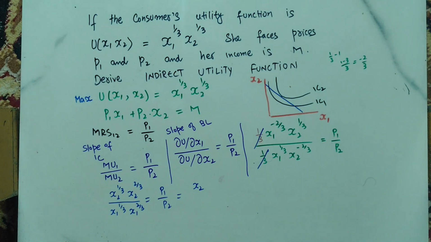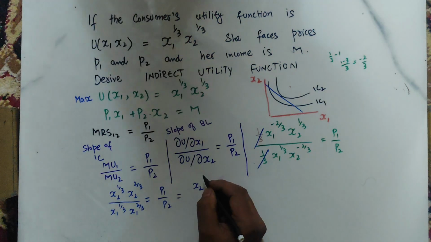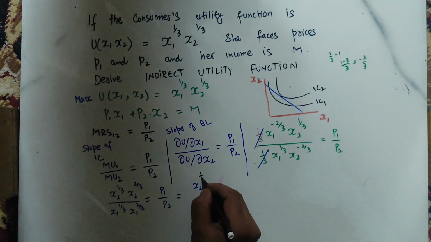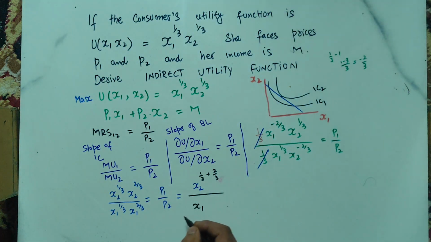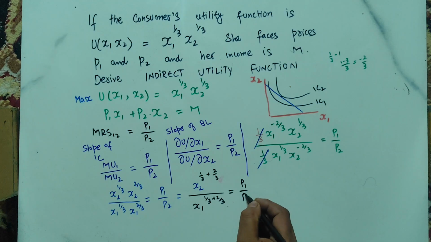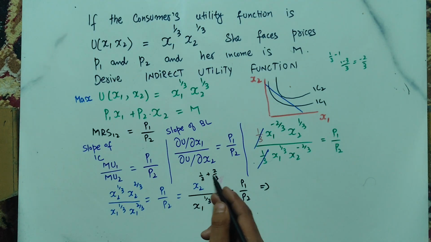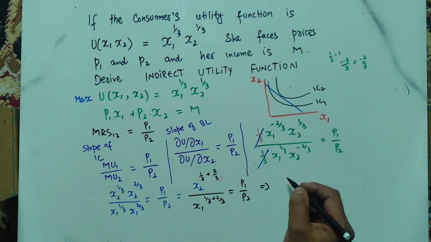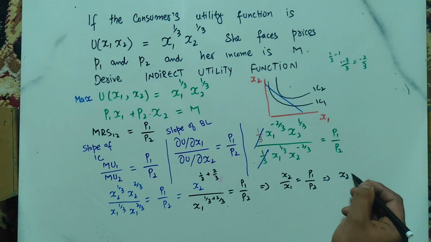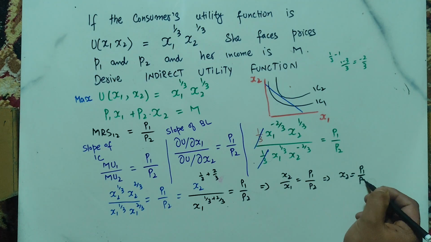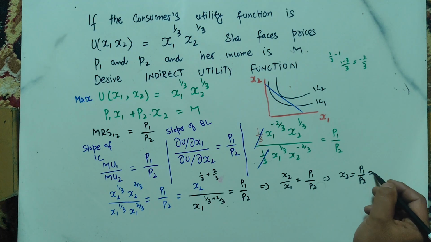So we will get x2, bases are same, we get here 1 upon 3 plus 2 upon 3. Likewise, here we will get x1, bases are same, we can add up the exponents. So we will get 1 upon 3 plus 2 upon 3 should be equal to the ratio of the prices P1 upon P2. So here it will sum up to 1. So we will get x2 divided by x1 is equal to P1 upon P2, which implies x2 will be equal to P1 upon P2 times x1. Transpose this x1.